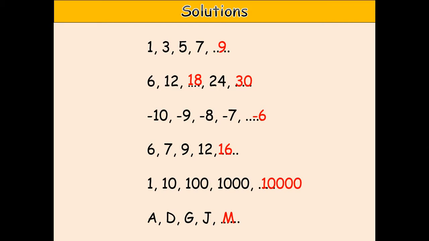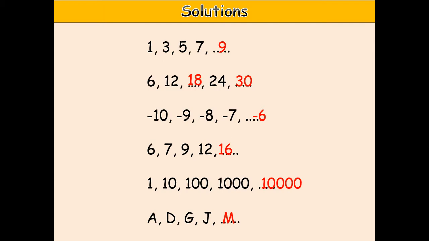The second sequence here, what you could have done is you could have seen from 6 to 12, you added 6. Okay, so that means each time you're going to be adding 6 as well. So that will be 18 and 30. The third sequence, from minus 10 to minus 9, the difference there is you've added 1 each time. Minus 9 plus 1 is minus 8. Minus 8 plus 1 is minus 7. Minus 7 plus 1 would give you minus 6.